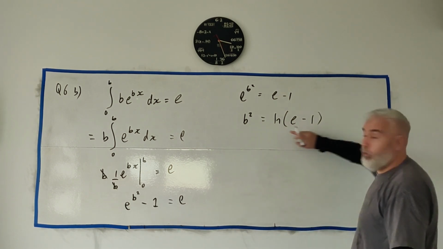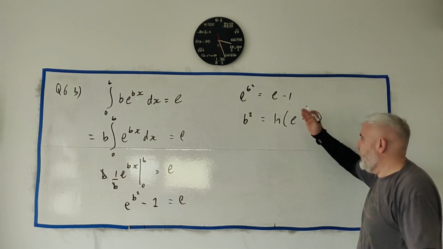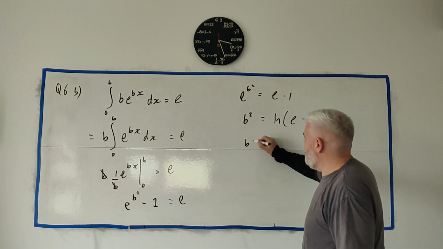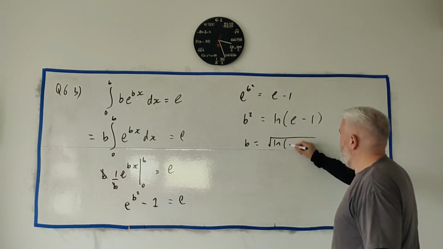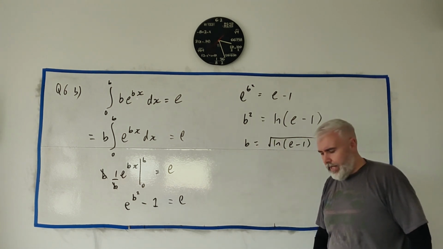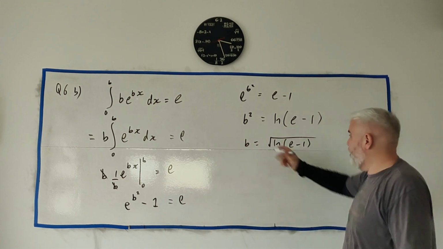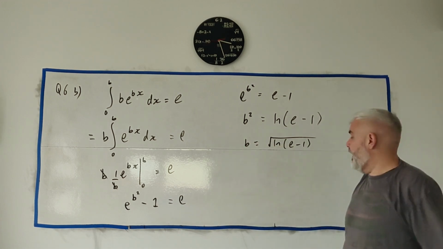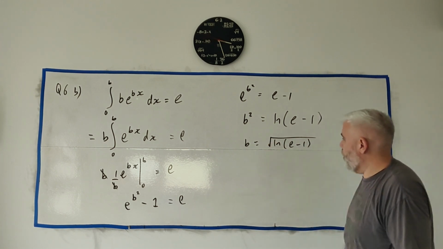But this is a known number. This can all go in a calculator. This is just a number we now know. So we can keep solving. b is equal to plus or minus the square root of natural log of e to the minus 1. Except not plus or minus. They told us b is positive. So be careful. If you left in a minus number here, you're going to lose a mark. They explicitly told you b was positive, so we should only have a positive.